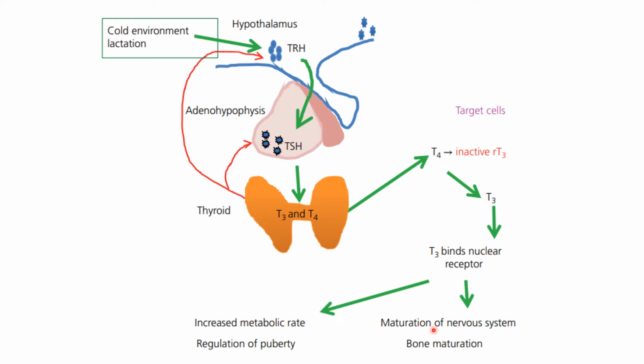So the effect in general of T3 and T4, it has a special role in the maturation of your nervous system, bone maturation. Again, it is one of the hormones that work in concert with your growth hormone. Then regulation of puberty, again, with regards to growth. And of course, the main function is increased metabolic rate.